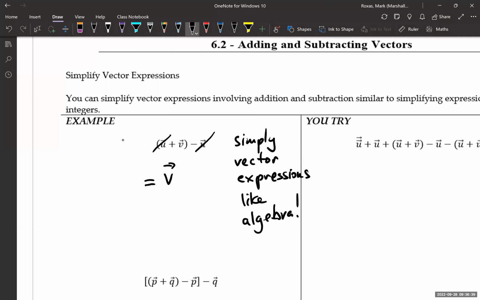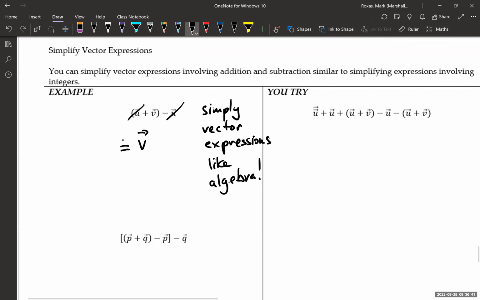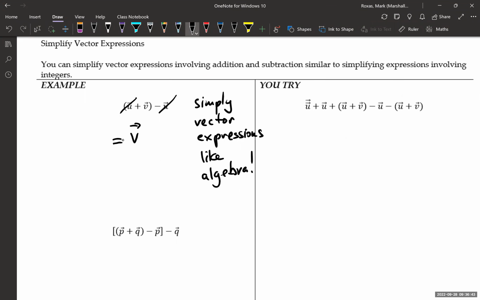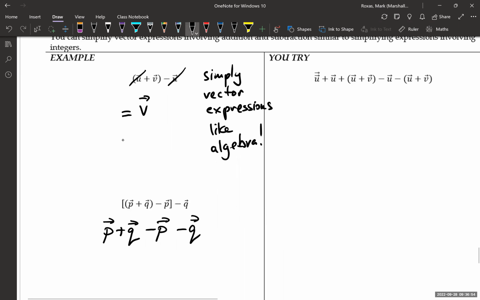Okay, P plus Q minus P minus Q, right? That's just vector P plus vector Q. If I take out the brackets, minus vector P minus vector Q. Then P minus P is 0, Q minus Q is 0, so the result is the 0 vector. Every other rule, like the distributive property, will also apply. We'll look at that in the next section, 6.3, but it works.